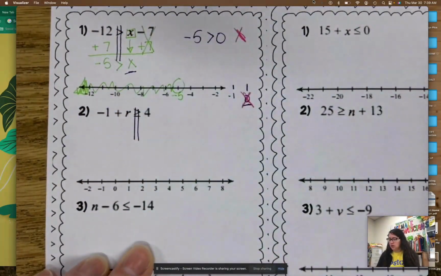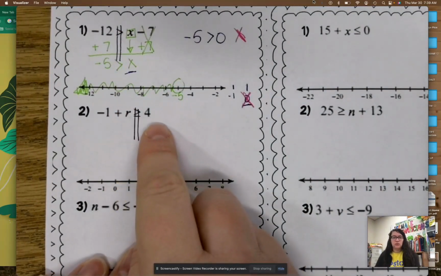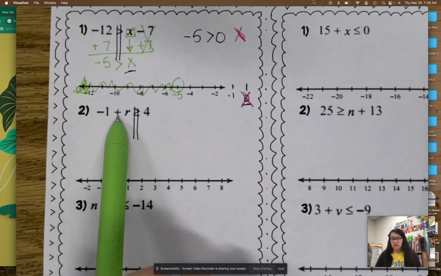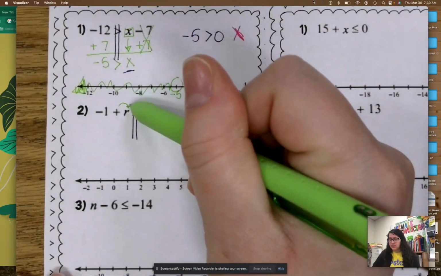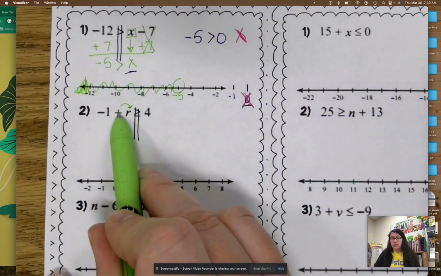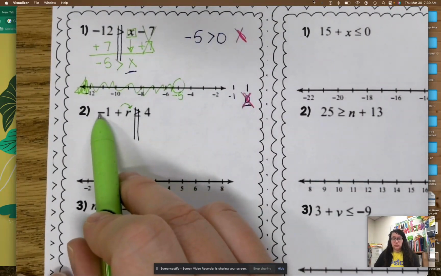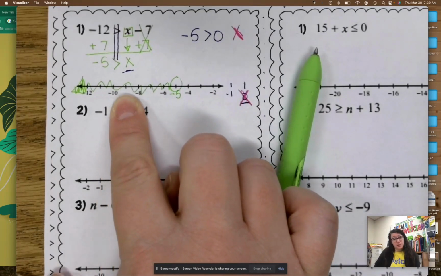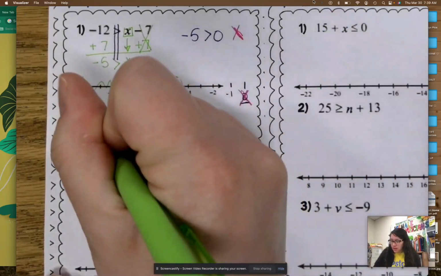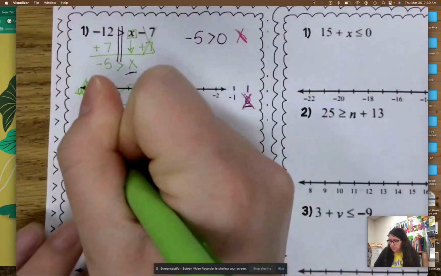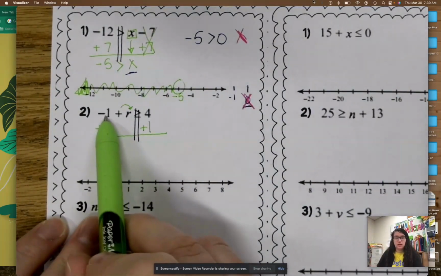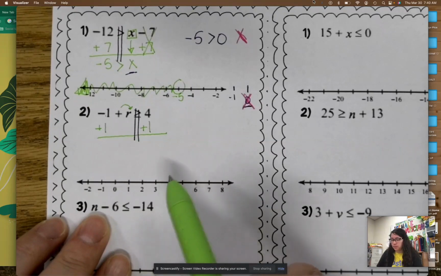-1 plus r is greater than or equal to 4. This one's tripping up some students, I know. This is a plus sign, but the plus is for the number behind it. The plus is for my r, not the plus for the -1. So how do I get rid of a -1? +1, +1. So I'm going to add 1 to both sides. Adding 1 will undo the -1 that's already in the problem.